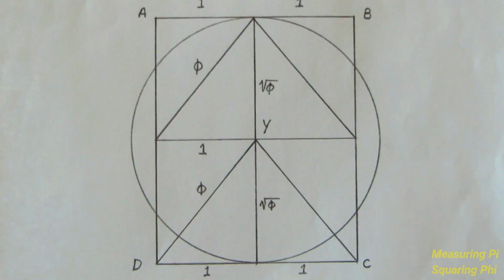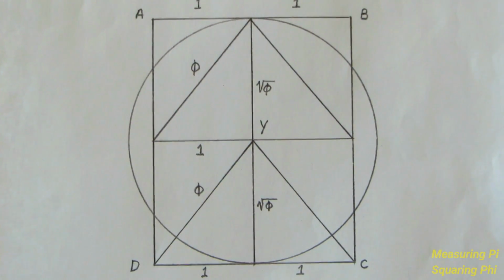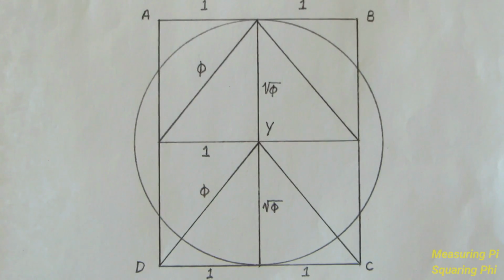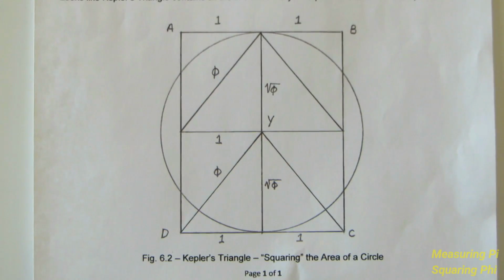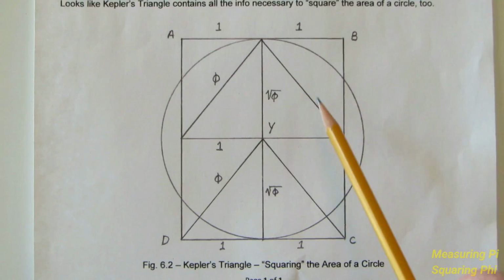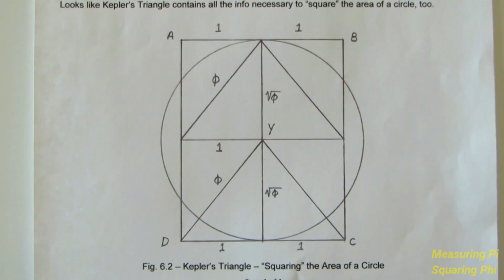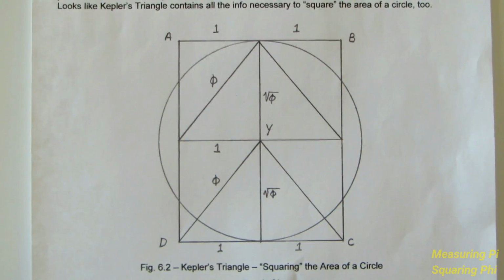Now we have a third interesting phenomenon, a curiosity we'll call it, and that is we're going to square the area of the circle using 8 Kepler golden ratio right triangles. So how do we do that? You can see right here that we have 8 Kepler triangles. 1, 2, 3, 4, 5, 6, 7, 8. And in each case, the sides are 1, square root of phi, and phi for those triangles.